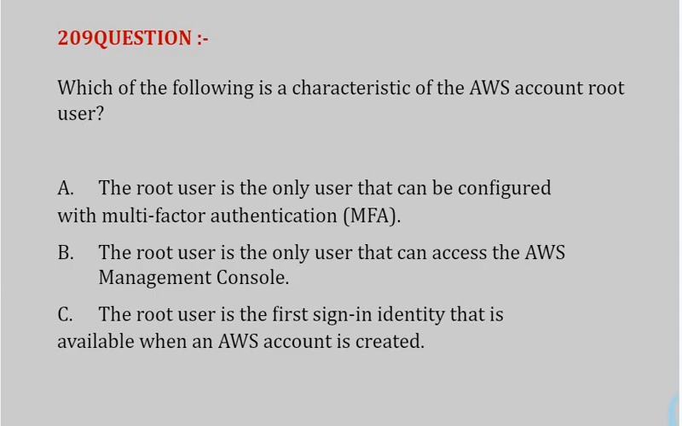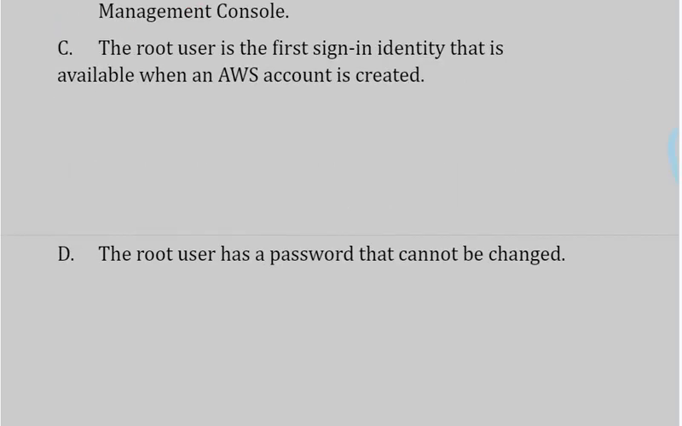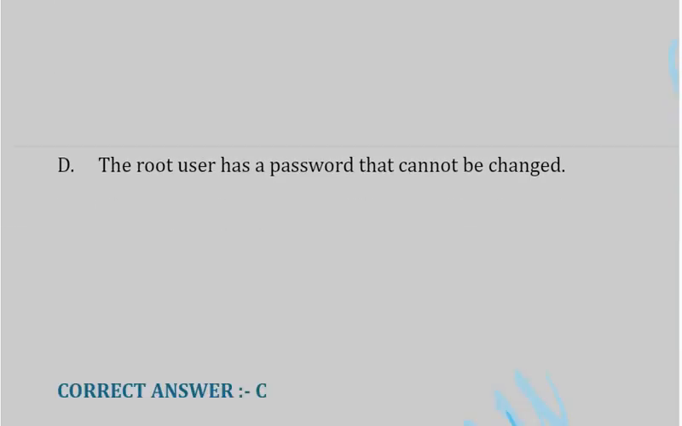Question is, which of the following is a characteristic of the AWS account root user? Option A. The root user is the only user that can be configured with multi-factor authentication, MFA. Option B. The root user is the only user that can access the AWS Management Console. Option C. The root user is the first sign-in identity that is available when an AWS account is created. Option D. The root user has a password that cannot be changed. Correct answer is option C.